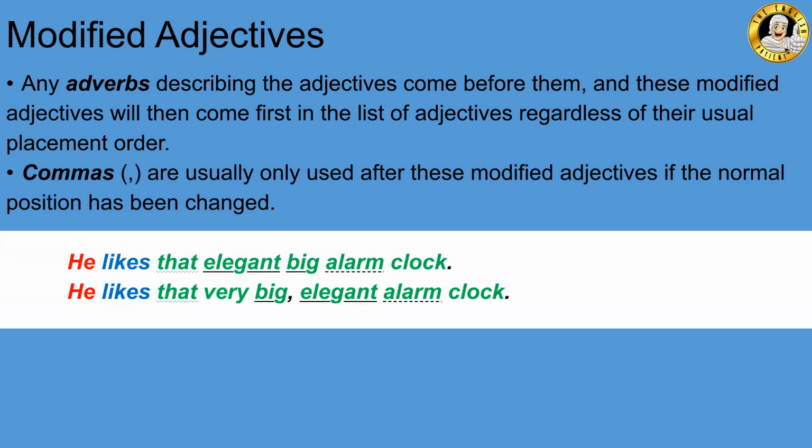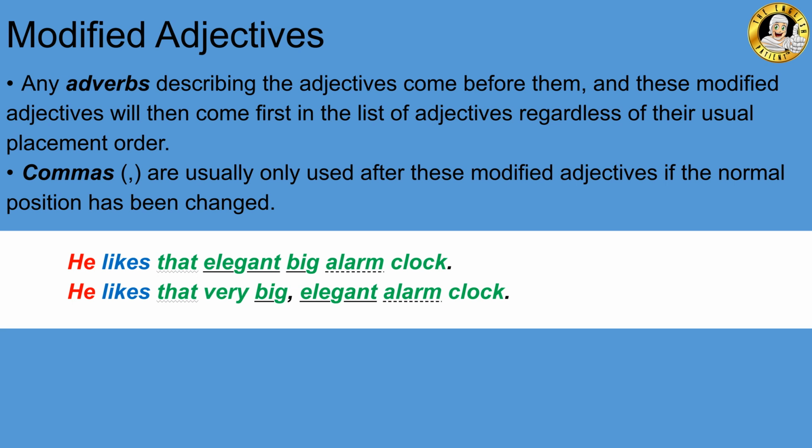Commas are usually only used after these modified adjectives if the normal position has been changed. For example, you might say, he likes that elegant big alarm clock. So alarm is part of the compound noun alarm clock, but for the adjectives themselves, you've got elegant and big. Well, I want to stress big. I want it to become very big instead. So I'm using the adverb very to now describe big.